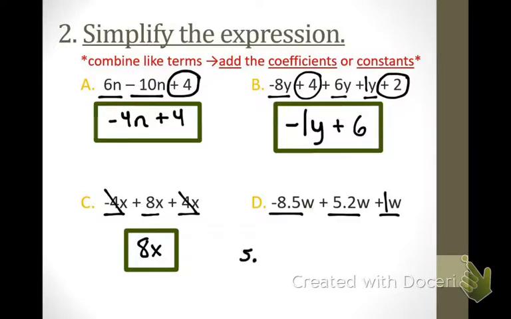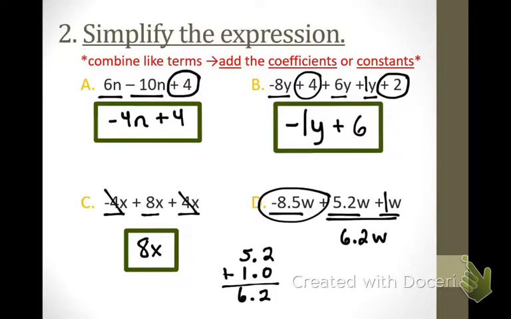Watch this. If I have 5.2 and I add a 1, where's the decimal point on the 1? No, it's at the end. Can I do that? No. I have to line up those decimal points. So instead, what would that answer be? 6.2. Be careful with that. Okay, so let's underline. We just did this part. That's 6.2W, not 5.3W. What should I do with this? Let's go ahead and subtract it, and let's bring it down.